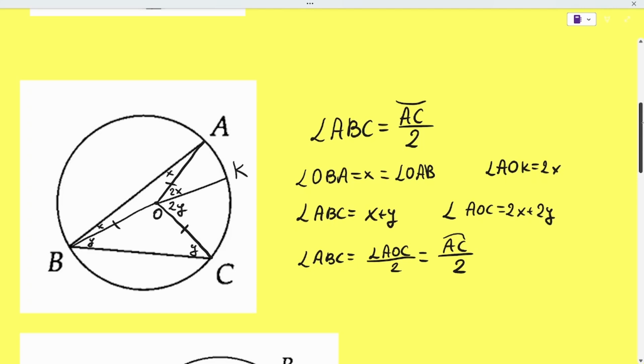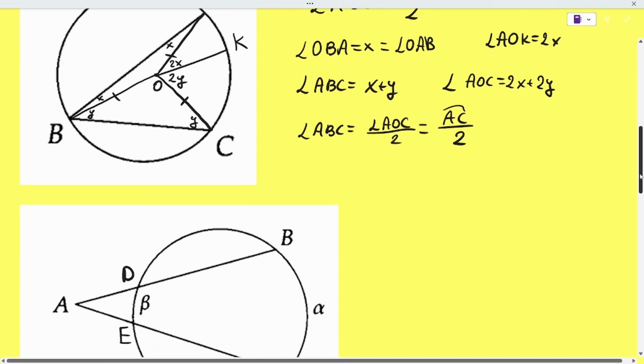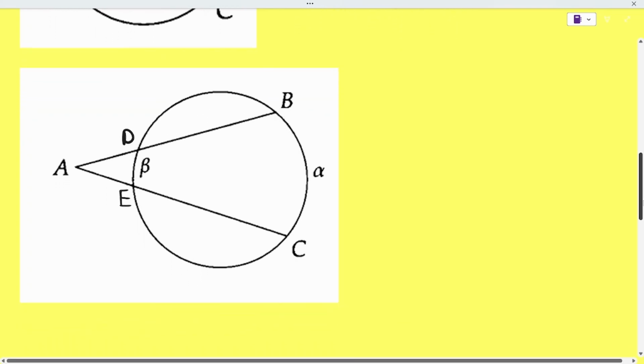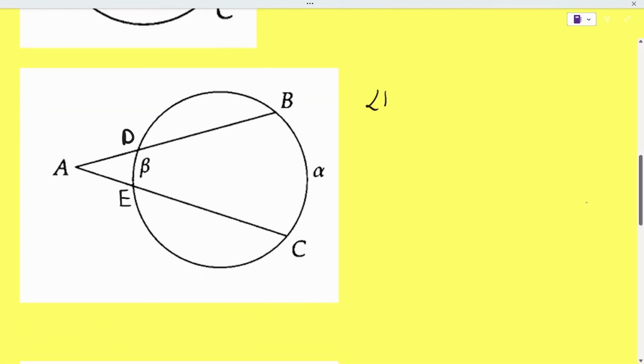Remember this one because this is the most useful angle chasing technique when we have hard questions. We will also use this one for the remaining three lemmas. Second case is when we have two intersecting lines and these lines intersect outside. In this case, angle BAC will be equivalent to BC arc minus DE arc over 2.